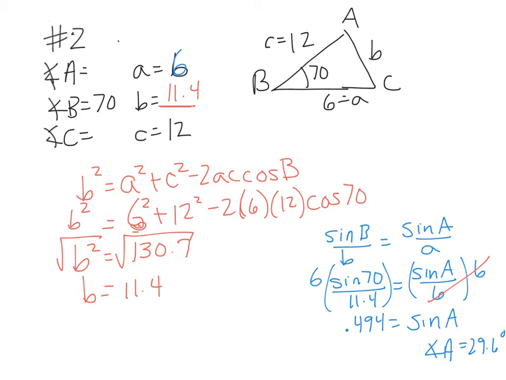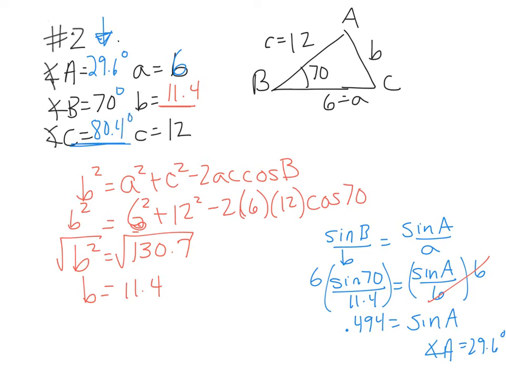Now if you round a little different, it's fine. So we're going to put 29.6 degrees. And then we know, part of why I like to add these up this way, that this column has to add up to 180. So if we do 180 minus 70 minus 29.6, we find out that C is going to equal 80.4 degrees.